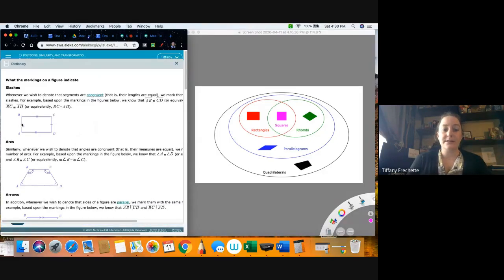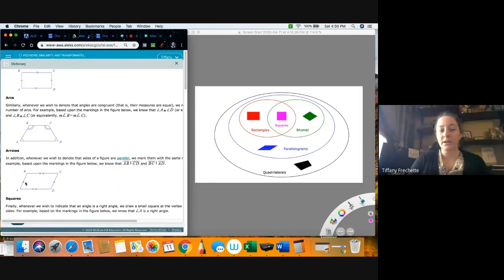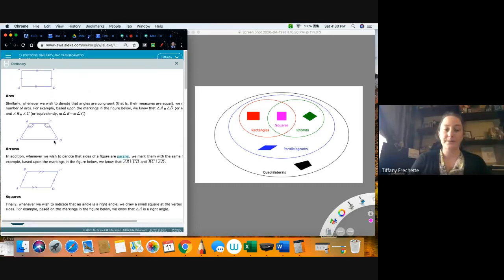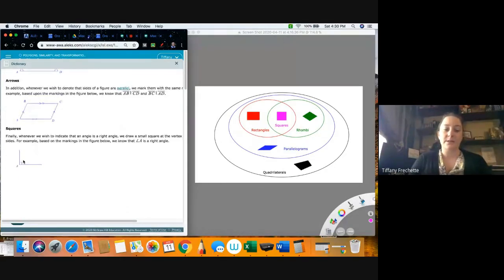So first we have these tick marks, which they call slashes. These indicate congruent sides. So 1 to 1 shows that those sides are congruent. 2 to 2, those sides are congruent. Same thing with arcs. So you have 1 arc to 1 arc. These indicate congruent angles. So 2 arcs to 2 arcs indicate 2 more congruent angles. And then the arrows, these indicate parallel lines. And again, you just match 1 to 1, 2 to 2. And then the last one is a square. So this square indicates that it is a 90-degree angle or a right angle. So those are the markings really quick.